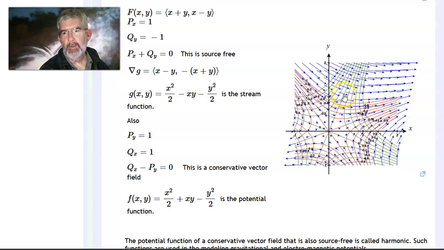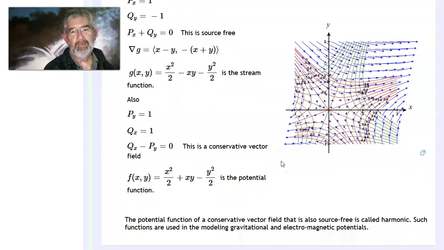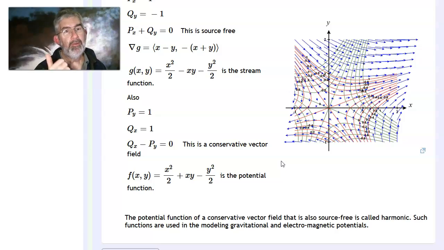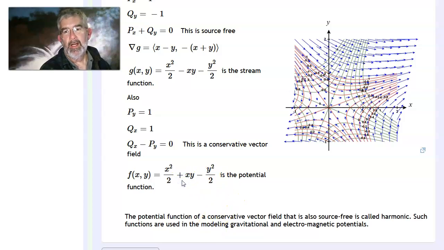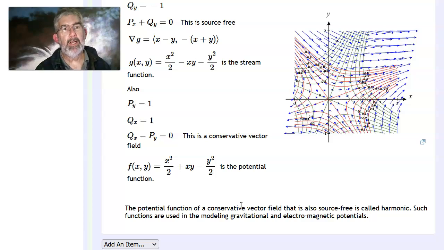The level curves for the potential function are drawn in green, and you can see that these are perpendicular to the vector field at any point. So this is a particularly nice vector field. It is a vector field that is both conservative and source-free. And it turns out that when you have a vector field that is conservative and source-free, the potential function, this f right here, is what's called a harmonic potential function, and this is the type of function that you need in order to model electromagnetic fields, gravity fields.